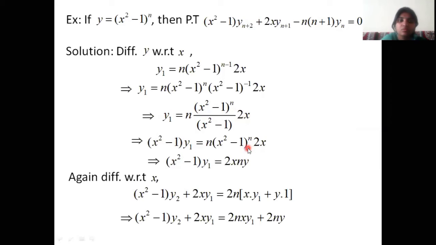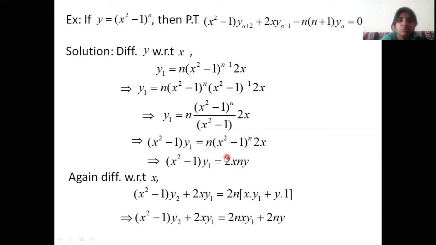Here (x² − 1)^n is nothing but y. So I have replaced this (x² − 1)^n by y. So it is 2x into n into y. This is what I have got.